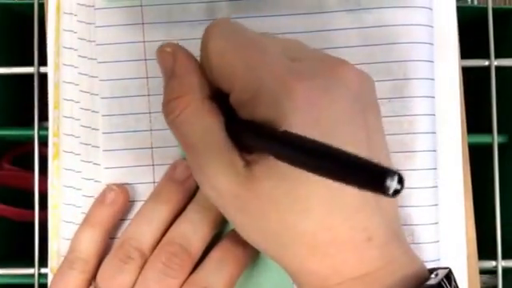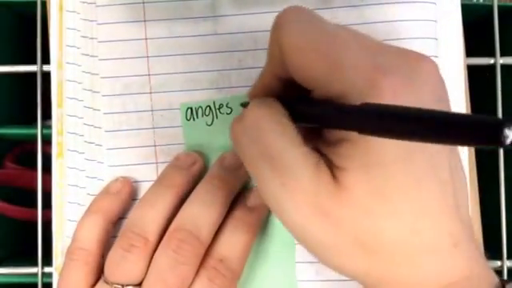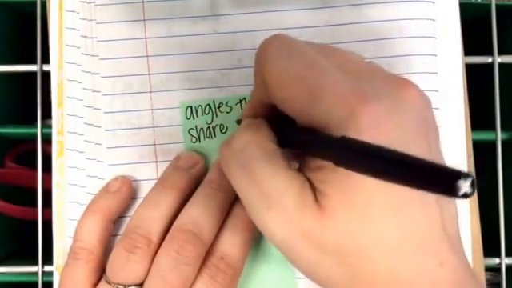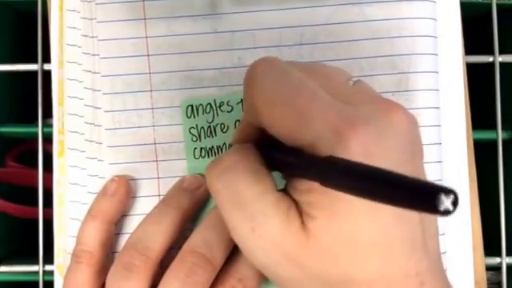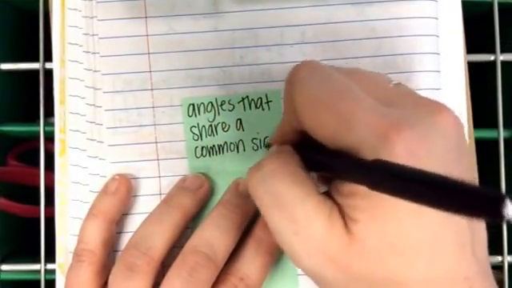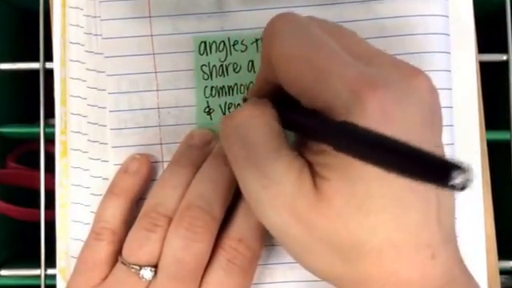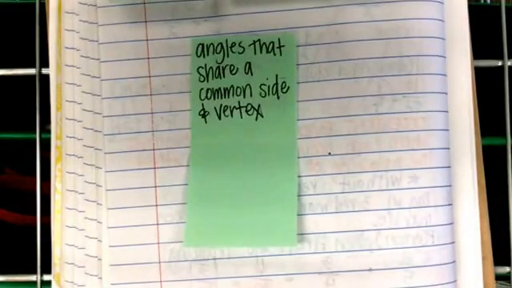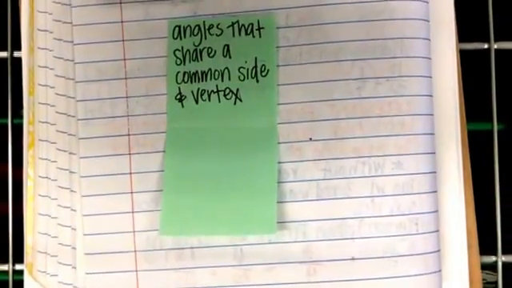Adjacent angles are angles, so more than one, that share a common side and vertex. Adjacent angles are angles that share a common side and a vertex.